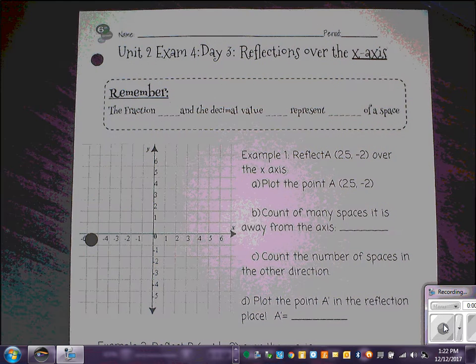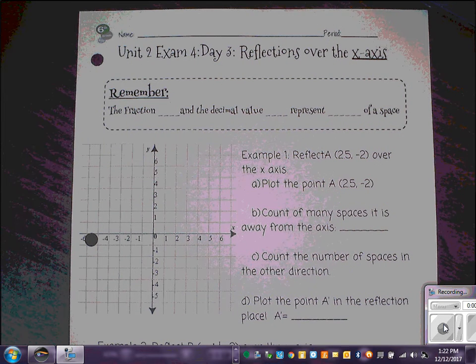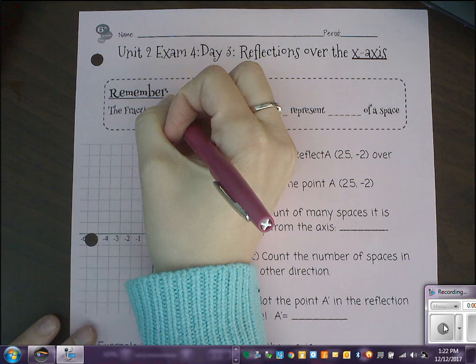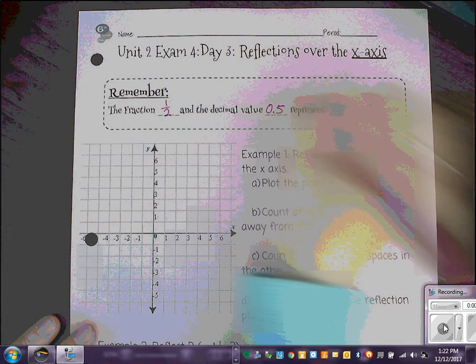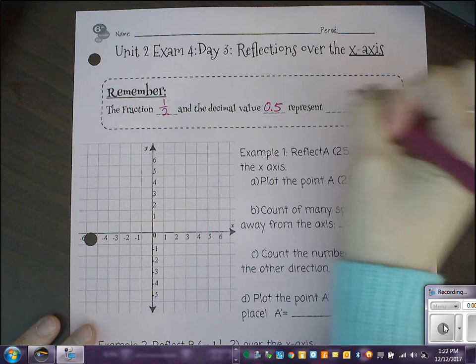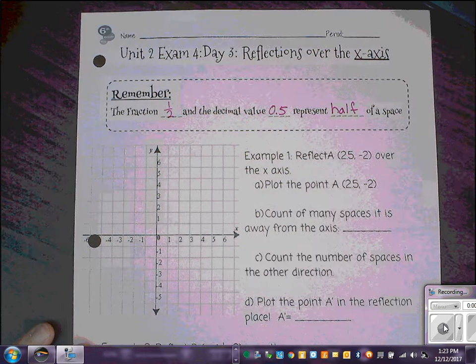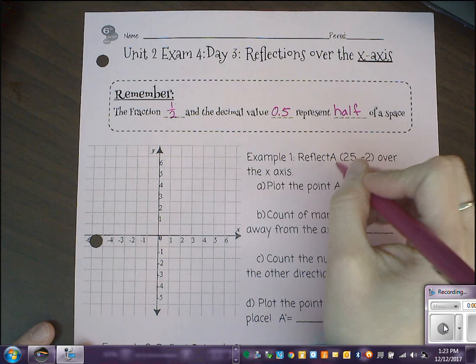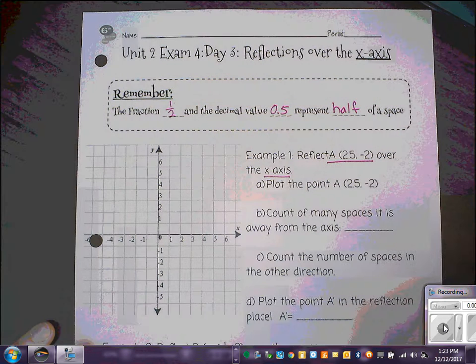Going to talk about reflections over the x and y axis. And we're talking about fractions and decimals. So remember that a fraction 1/2 and the decimal 0.5 represents a half space on our coordinate plane. So we're going to reflect A, 2.5 and -2 over the x-axis.